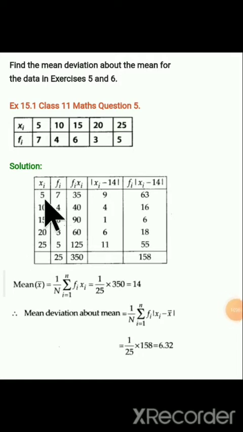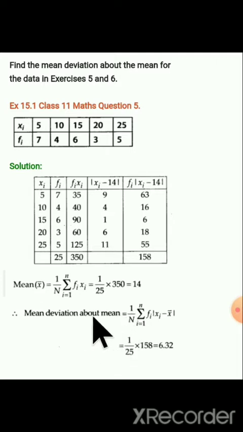So the first column is the xi values, that is 5, 10, 15, 20, 25. Next frequencies are given. Next we have to find the value of fi into xi. To find the value of the mean, we have to find the value of n. N is nothing but the sum of frequencies. Next summation of fi into xi. So here x bar equal to 1 by n into summation of fi into xi. So substitute the values. Sum of frequency is equal to 25. Summation of fi into xi is 350. So we will get 14.